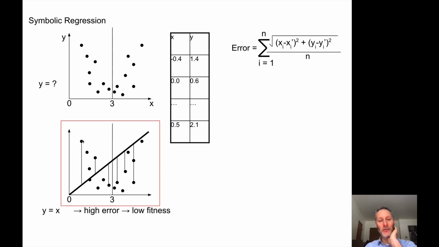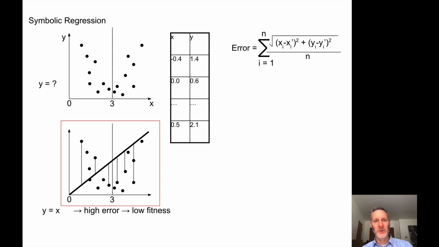If we look at how far the observations are from the actual y equals x line, we can see there's a lot of error here. So in this particular evolutionary algorithm that we're going to see in a moment, it's not going to try to maximize fitness, but it's going to try and minimize error. This can be a little confusing. We're going to see this again as we continue through this course.